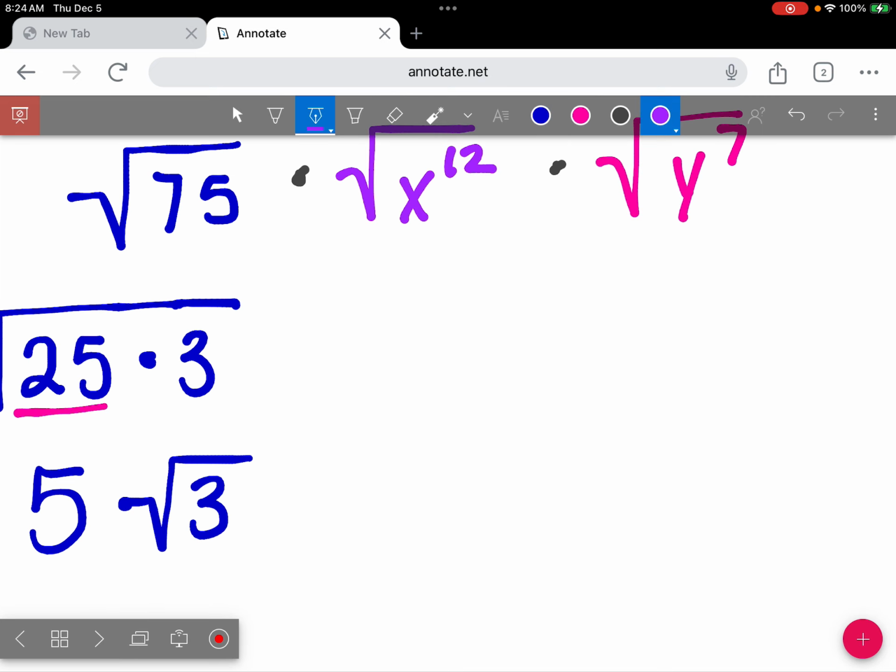How about our square root of x to the 12th? What's that going to simplify to be? Correct. So we're making pairs, and I have a pile of 12 things. I can make 6 pairs.